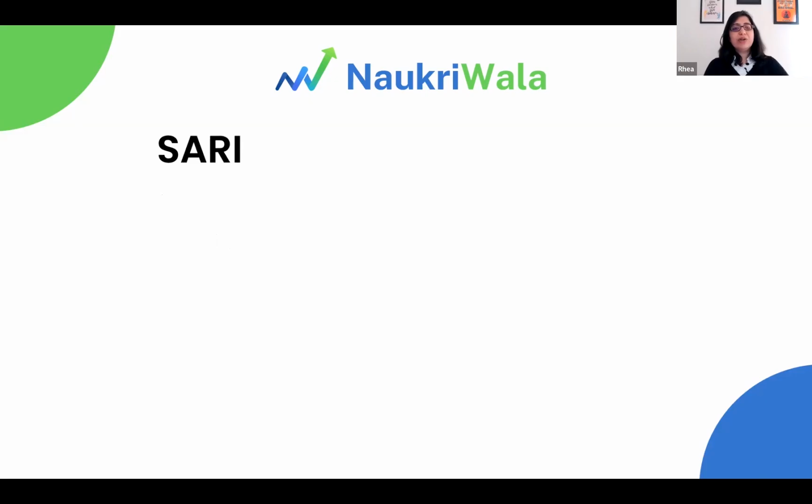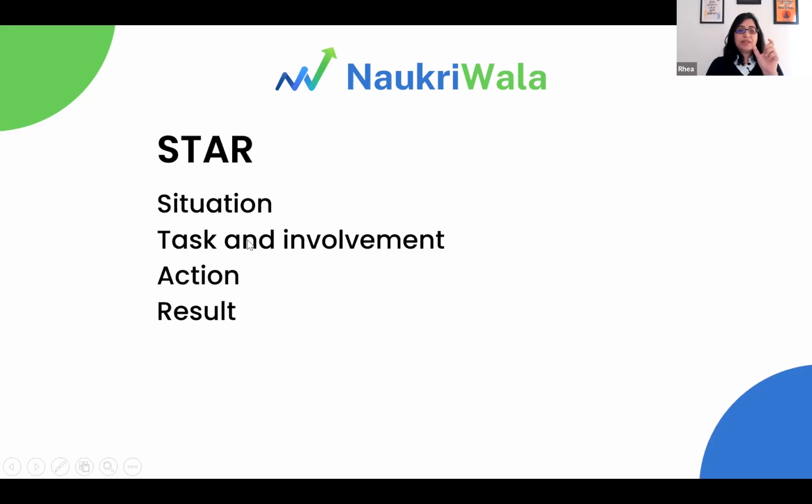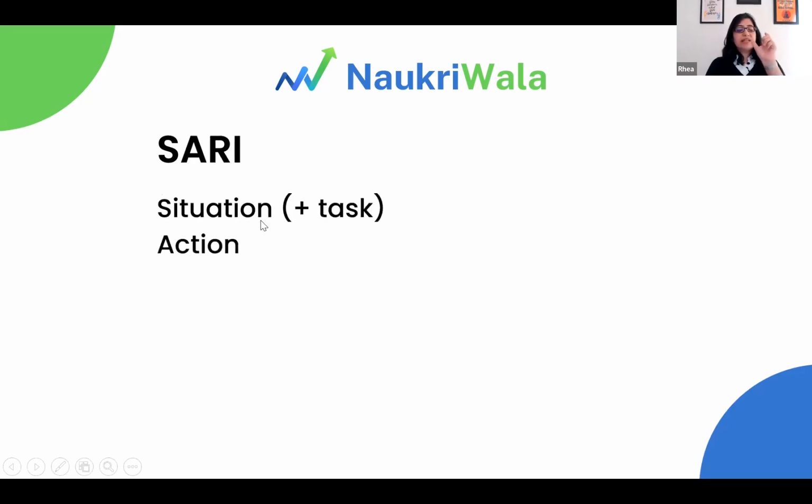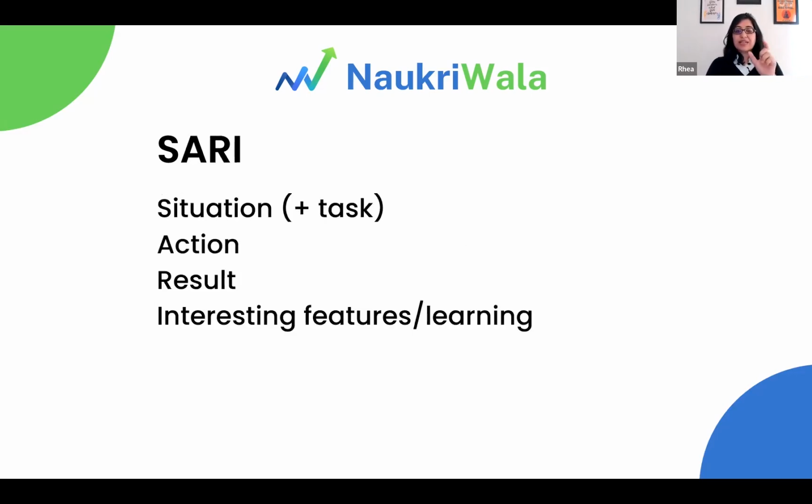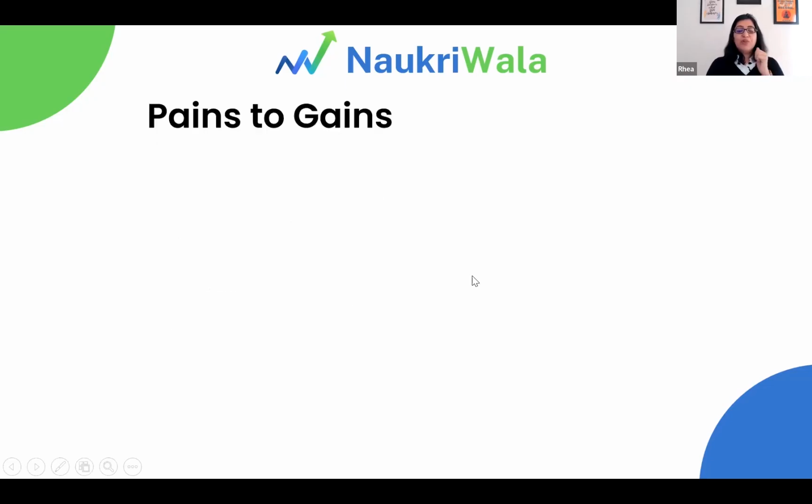Moving to the second one. Now you'll notice that these are pretty similar. The second one is SARI, S-A-R-I. So in SARI, we say the situation and task together. So we club the situation and the task. Then we share the action, then the result. And now we share some interesting learning as well. So if you notice, SARI and STAR are pretty similar. The only difference is that you share a learning at the end. Okay. Moving to next one.